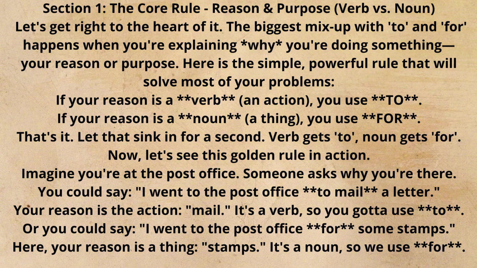Imagine you're at the post office. Someone asks why you're there. You could say, I went to the post office to mail a letter. Your reason is the action, mail. It's a verb, so you gotta use to. Or you could say, I went to the post office for some stamps. Here, your reason is a thing, stamps. It's a noun, so we use for.